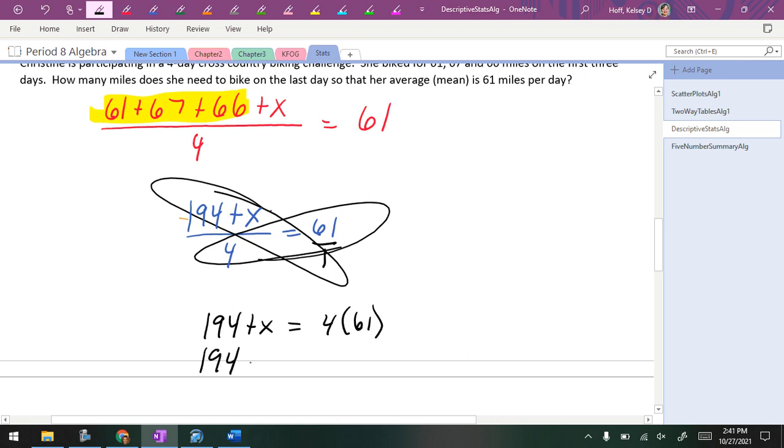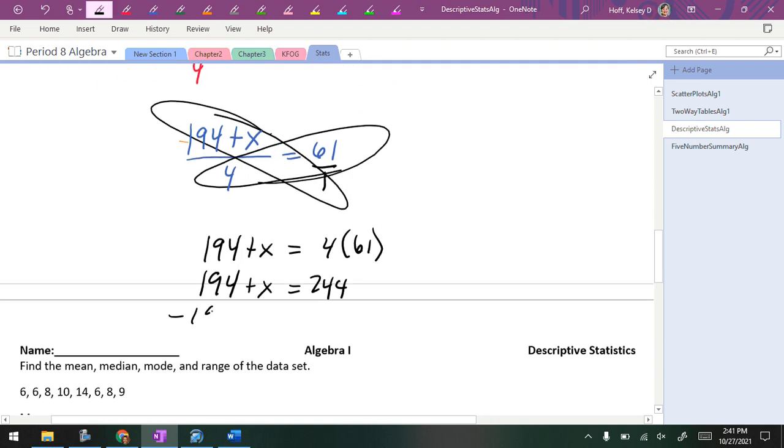194? Isn't that what you told me? 61, 67, and 66? Oh, yeah, I thought you were doing 61 times 4. Helps when you pay attention. 244, yes? Then subtract 194.